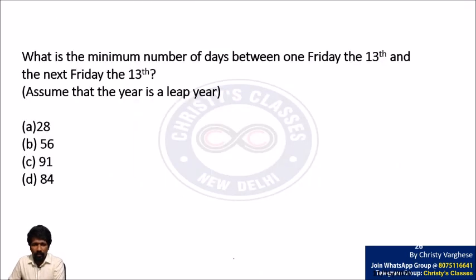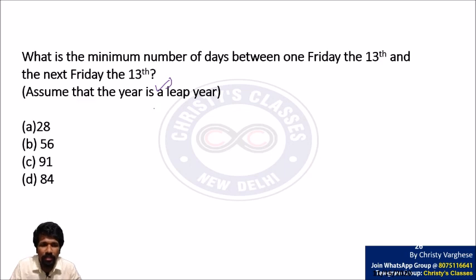If that is clear, this is the last question. This was also a CSIR-NET problem itself. What is the minimum number of days between one Friday the 13th and the next Friday the 13th? Assume the year is a leap year. So that means February has 29 days.